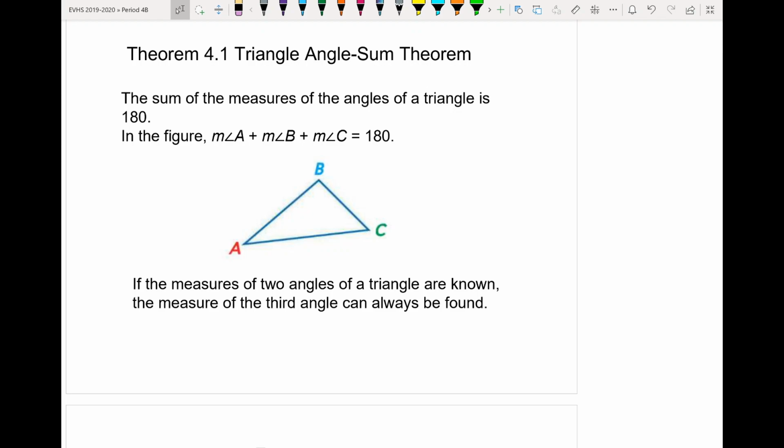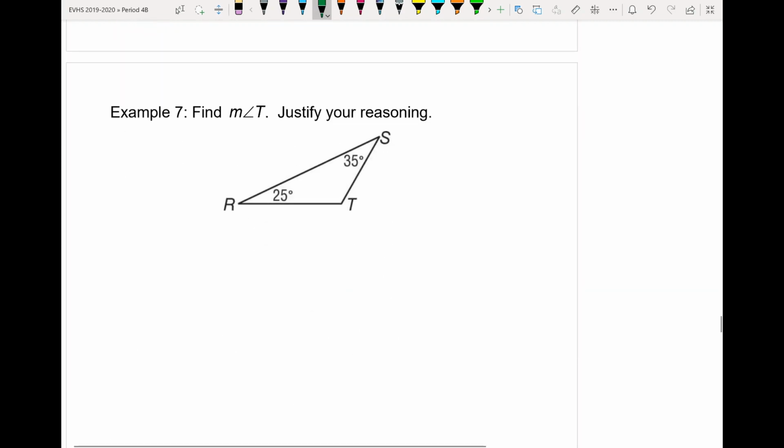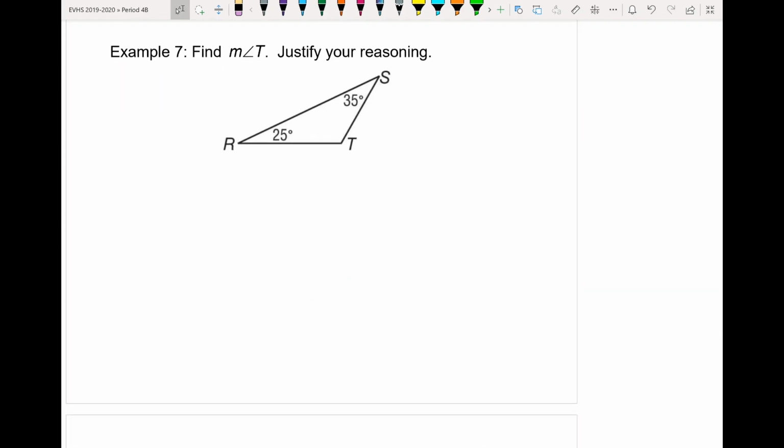Okay. So, triangle angle sum theorem. The sum of the measures of a triangle is 180. Y'all know this, right? Add all three together, you get 180. So, the implication from that, if two angle measures are known, then you can always find the measure of the third by subtracting them from 180. Simple enough.